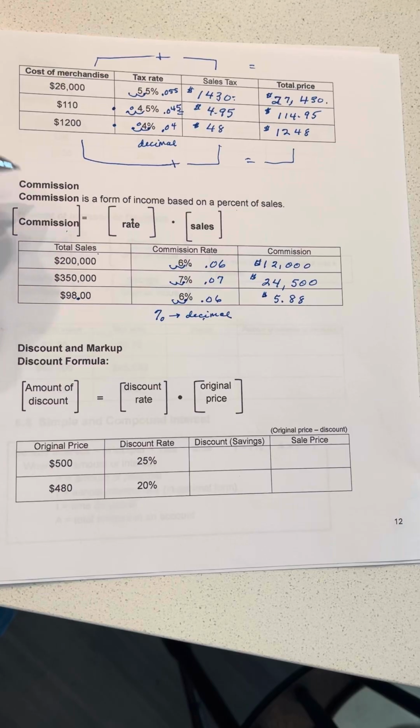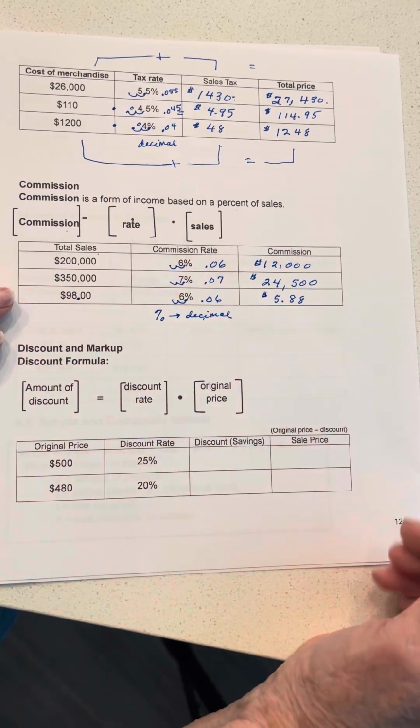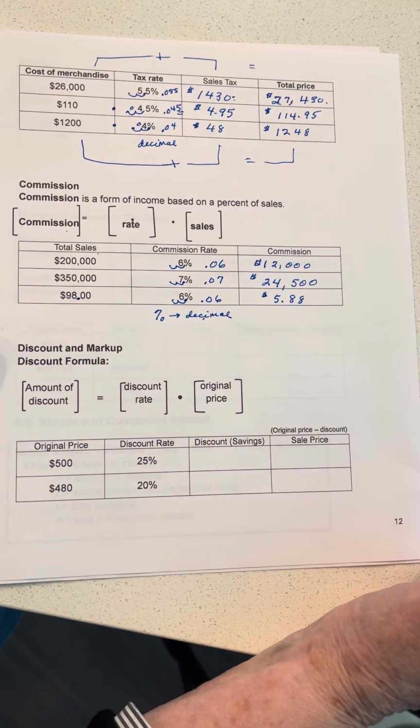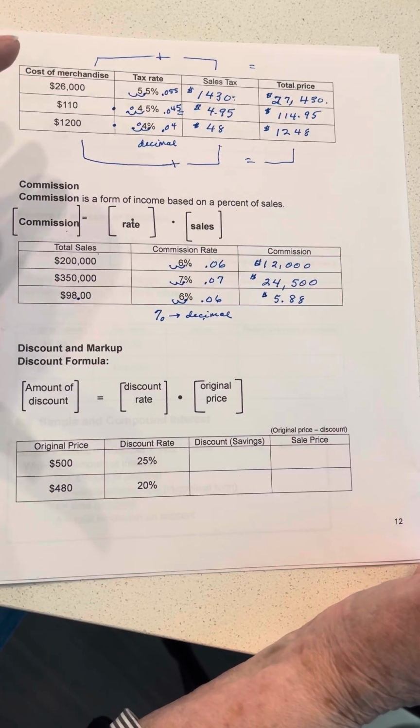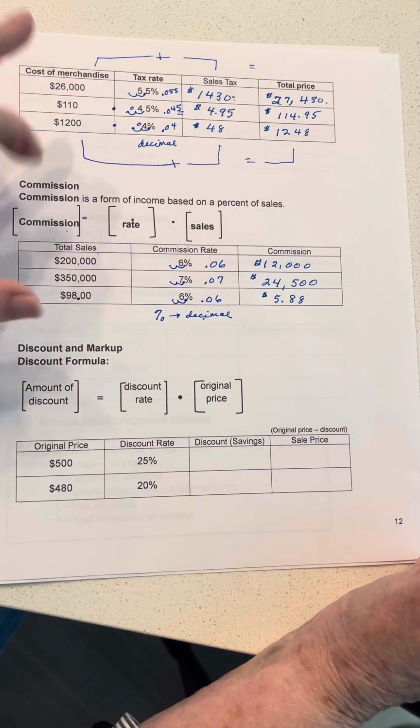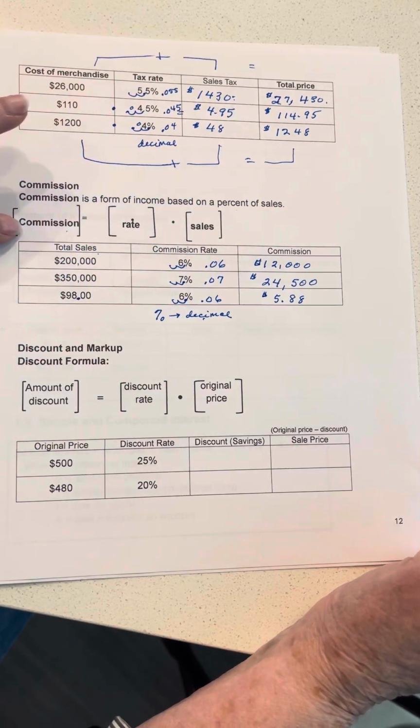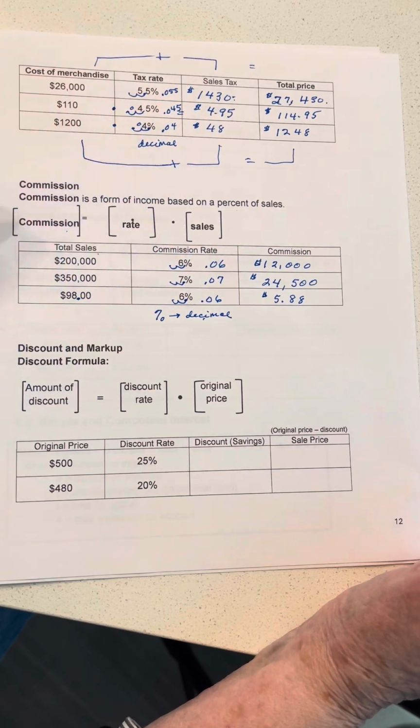So commission is pretty easy. It's pretty straightforward. On the quiz, and on the exam as well, you'll just be given boxes like this. It won't tell you how to do it. You'll have to remember how to do it.